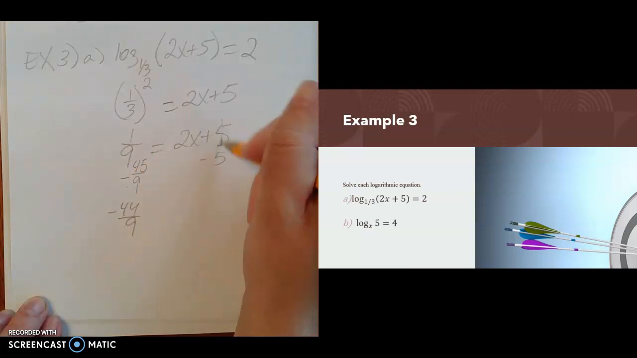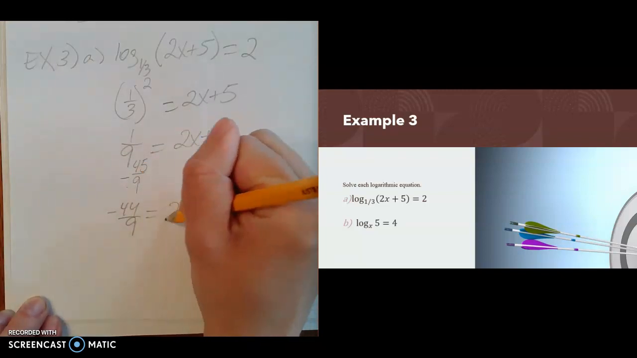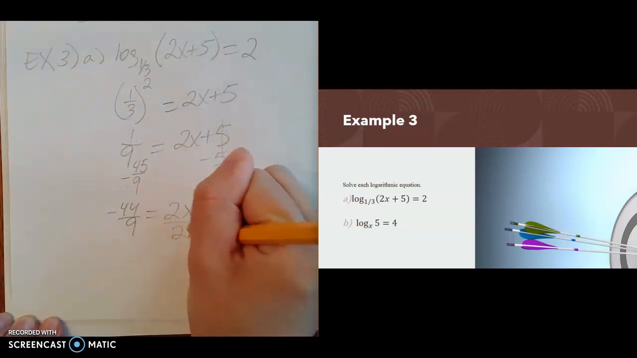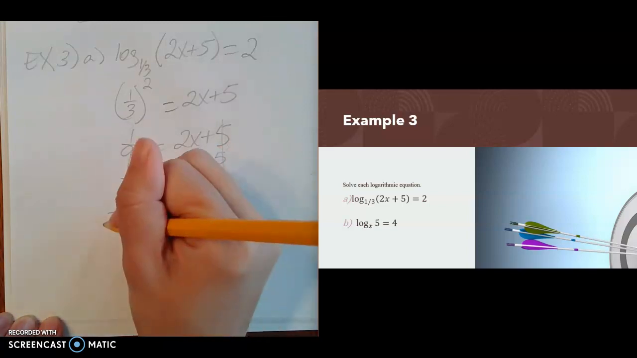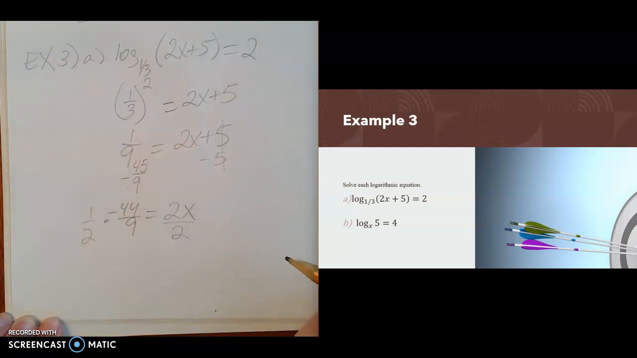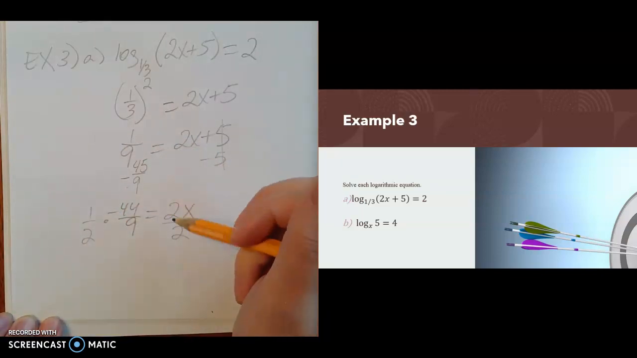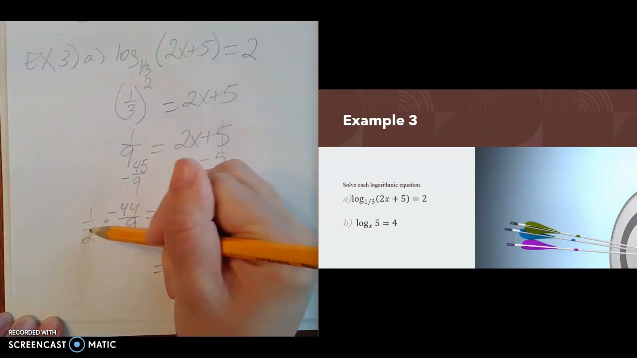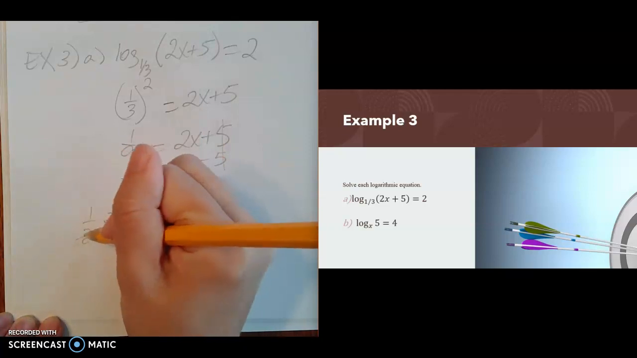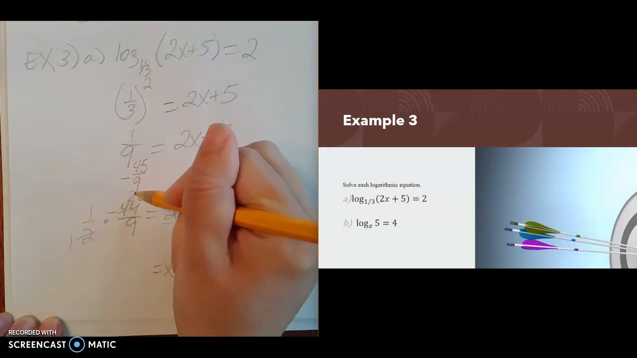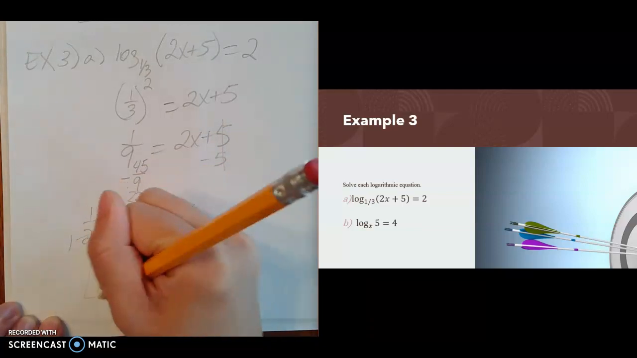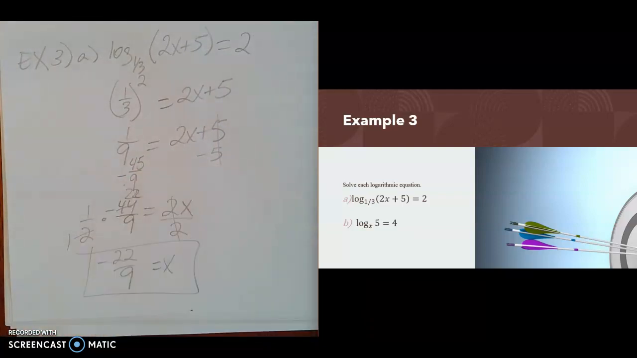On the right side, the 5's will cancel. You'll just have a 2x on that right side. And then the last thing I'll do is divide both sides by 2. And just remember that dividing by 2 is the same thing as multiplying by a half, which sometimes comes in handy when you're doing fractions, okay? So 2 divided by 2 will be 1x over here. On the other side, 2 and 44 simplify pretty nicely. I'll divide by 2 and divide by 2. So negative 22/9 would be my x for this one, okay?